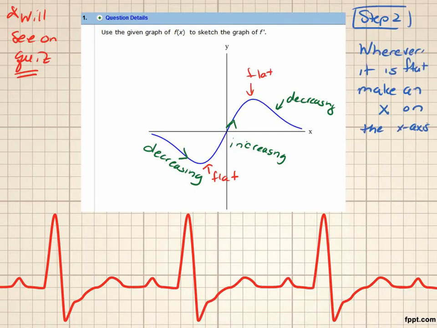All right. So wherever it's flat, make an X on the x-axis, make a mark, like a treasure map mark. Those are important points. They're actually called critical points. But make a little X on there.